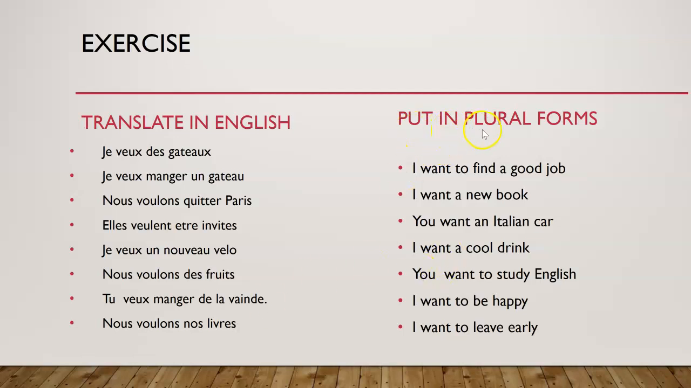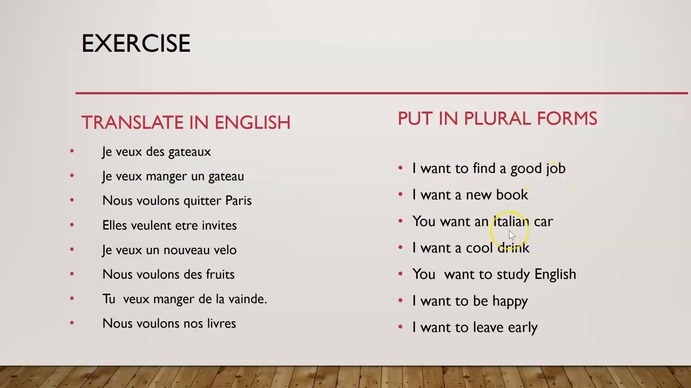Now, put in plural form the following sentences. I'm gonna do this number for you, and I'm gonna let you do the others. I want to find a good job. The plural form of this will be we want to find good jobs. Okay? I becomes we. Want to find a good job becomes good jobs with S at the end.